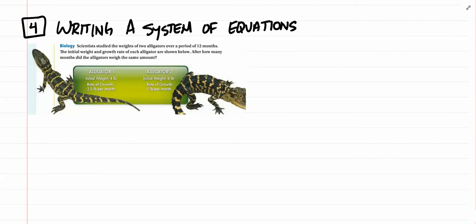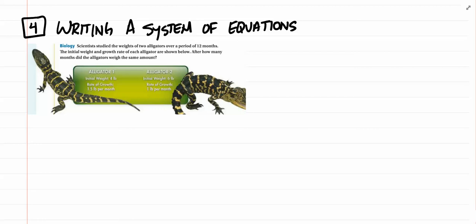Box number 4 is writing a system of equations. It says that scientists studied the weight of 2 alligators over a period of 12 months. The initial weight and growth rate for each alligator is shown below. After how many months did the alligators weigh the same amount? All right, so what we need to do is relate, define, and then write.